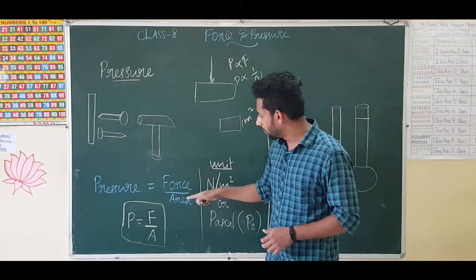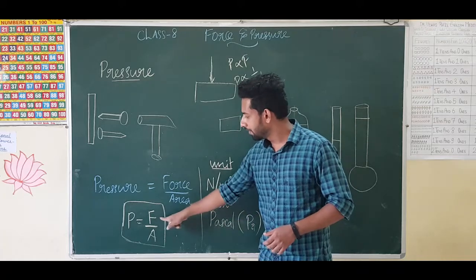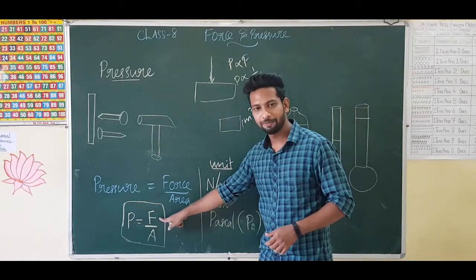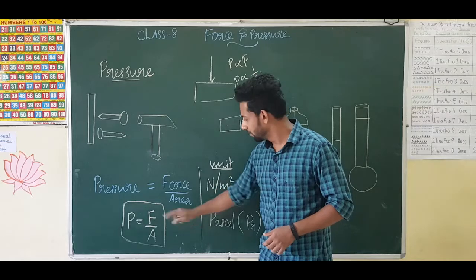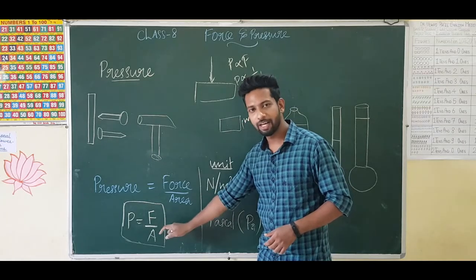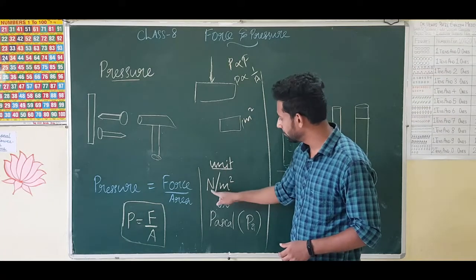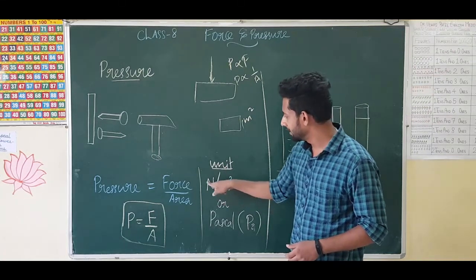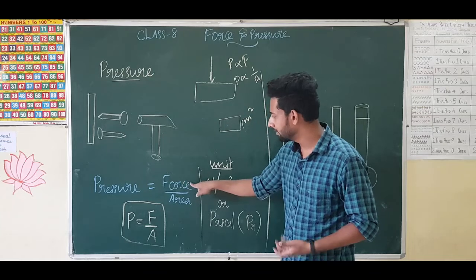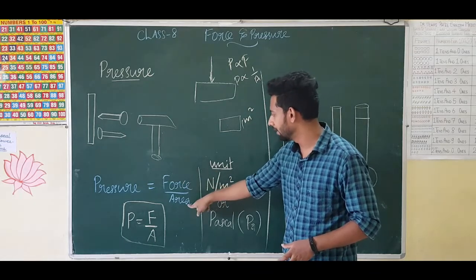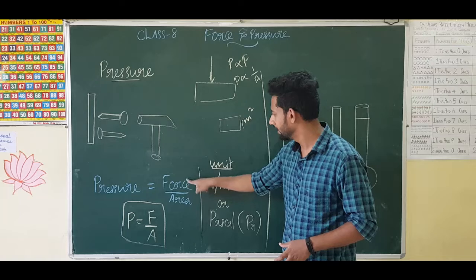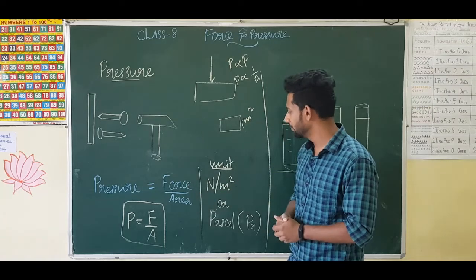See, we know that this is the equation P equals F by A. What is the unit of force? That is Newton. Then what is the unit of area? Meter square. Then our unit of pressure is Newton per meter square. I just write the unit of force, N, by m square. Then Newton per meter square is the unit of pressure.